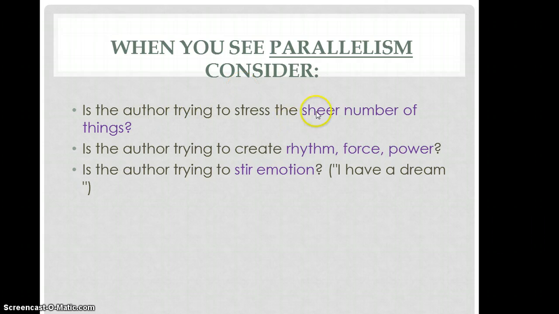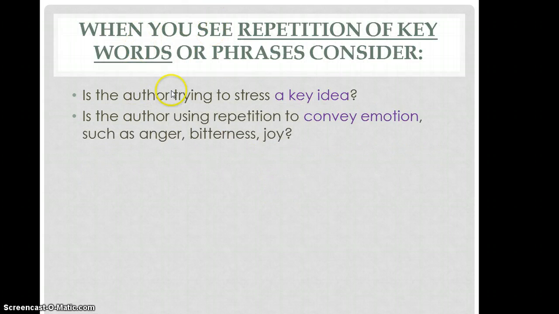When you see parallelism, think about if the author is trying to stress the sheer number of things. If they're trying to create rhythm, force, and power, you'll see this a lot in Martin Luther King's I Have a Dream speech, as well as stir emotion. Repetition of keywords or phrases is always to stress a key idea, and sometimes to convey emotion, such as anger or bitterness or joy.